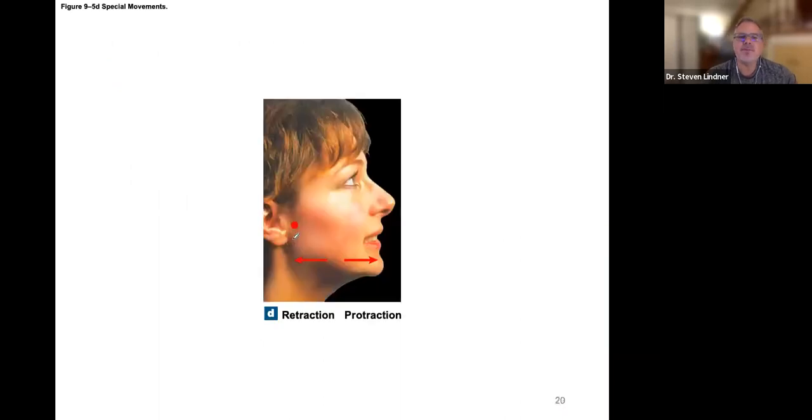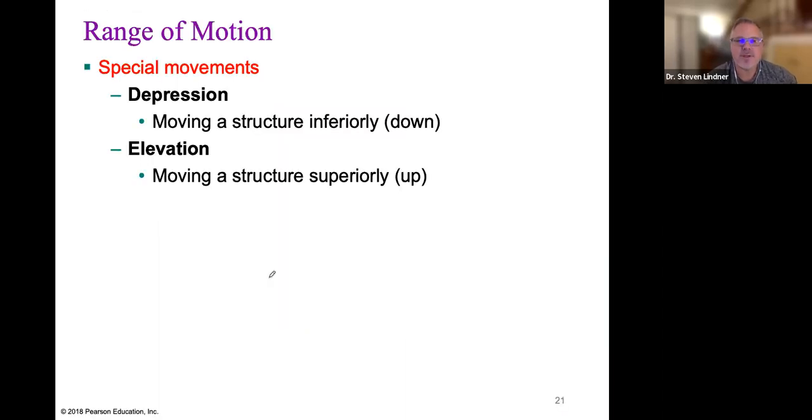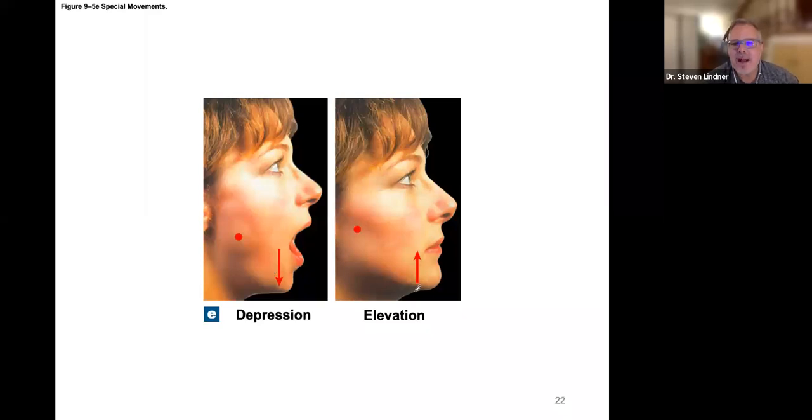Another unique term is protraction and retraction, applying to the jaw. When you stick your jaw out, that's protraction. When you bring the jaw in, retraction. So you have protraction and retraction. Then we have depression and elevation. So when the mouth is closed, you're elevating the mandible. And when the mandible goes down, you're depressing the mandible. So we have elevation and depression.